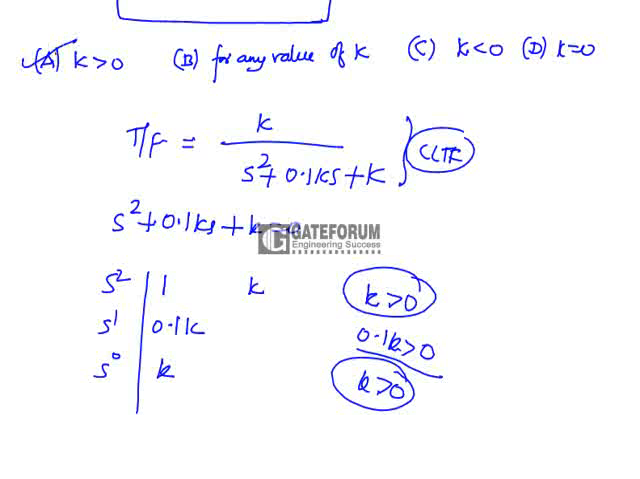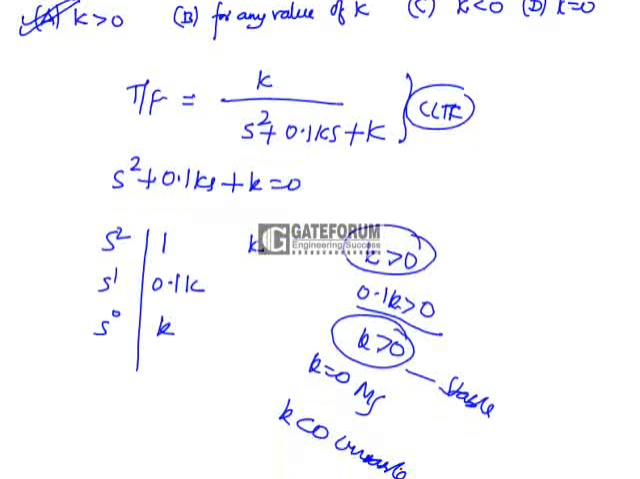When gain value is greater than 0, the system is stable. When gain value is equal to 0, then the system is marginally stable. When gain value is less than 0, then this is unstable. These are the three conditions which are possible for the gain value of k. So the answer is option A, since we have to find out the condition for stability.